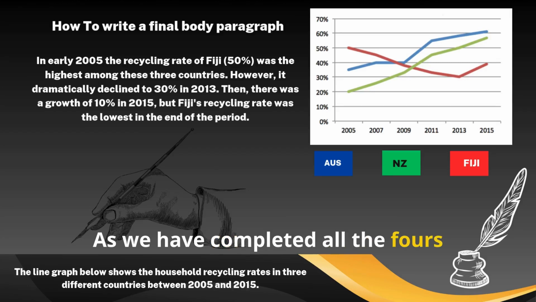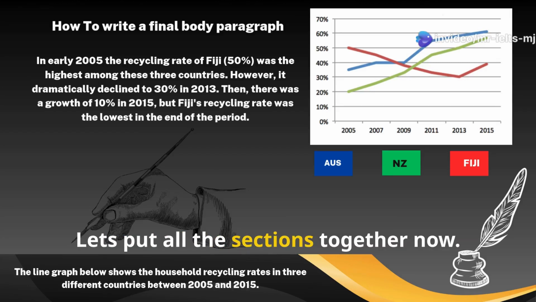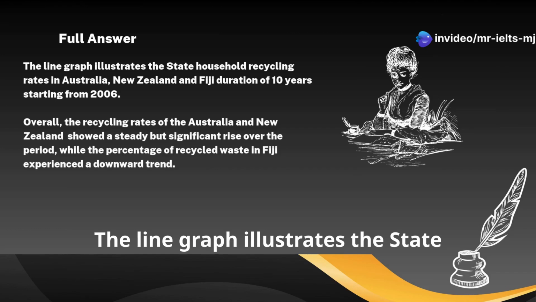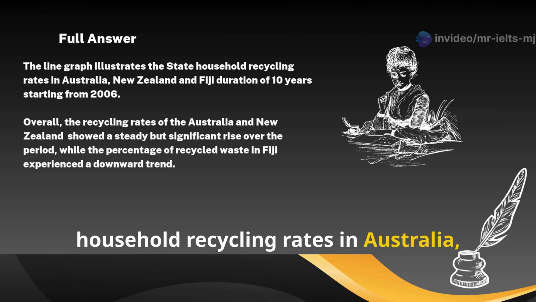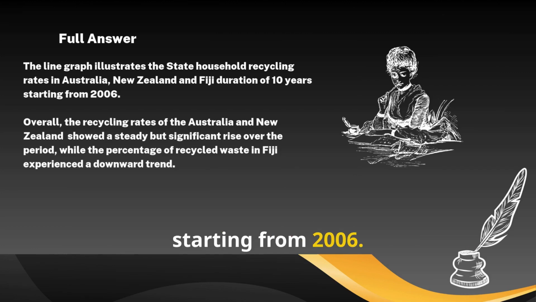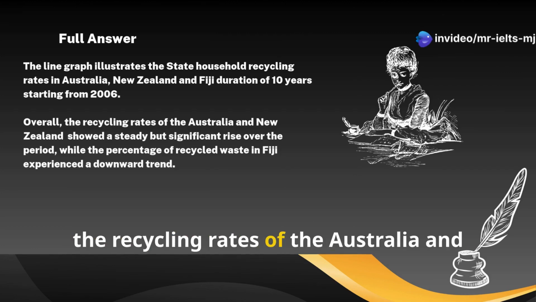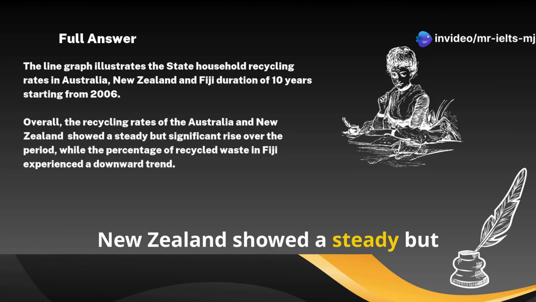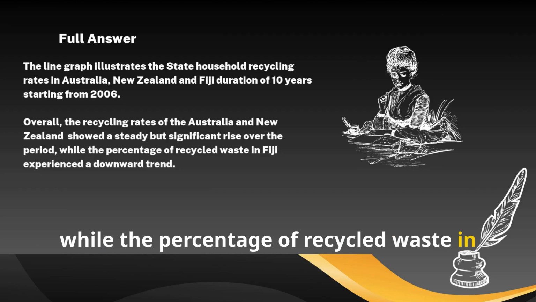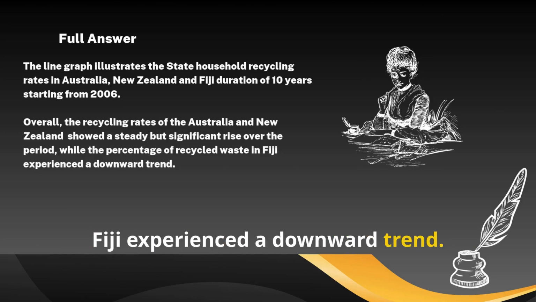As we have completed all the four sections of the structure, let's put all the sections together now. The line graph illustrates the state household recycling rates in Australia, New Zealand, and Fiji duration of 10 years, starting from 2006. Overall, the recycling rates of the Australia and New Zealand showed a steady but significant rise over the period, while the percentage of recycled waste in Fiji experienced a downward trend.